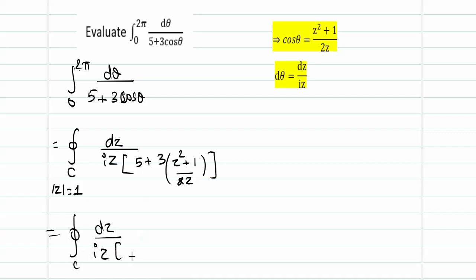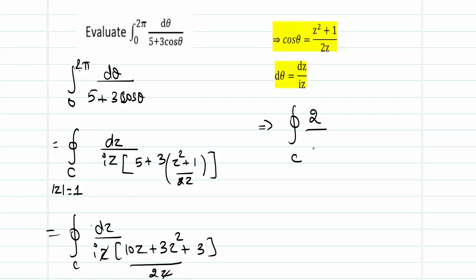So 5 into 2 makes it 10z, plus 3z square plus 3, divided by the total LCM, which is 2z. z can be cancelled off. So this leaves me with integral over C. This 2 goes to the numerator. So 2 divided by i, dz divided by 10z plus 3z square plus 3.